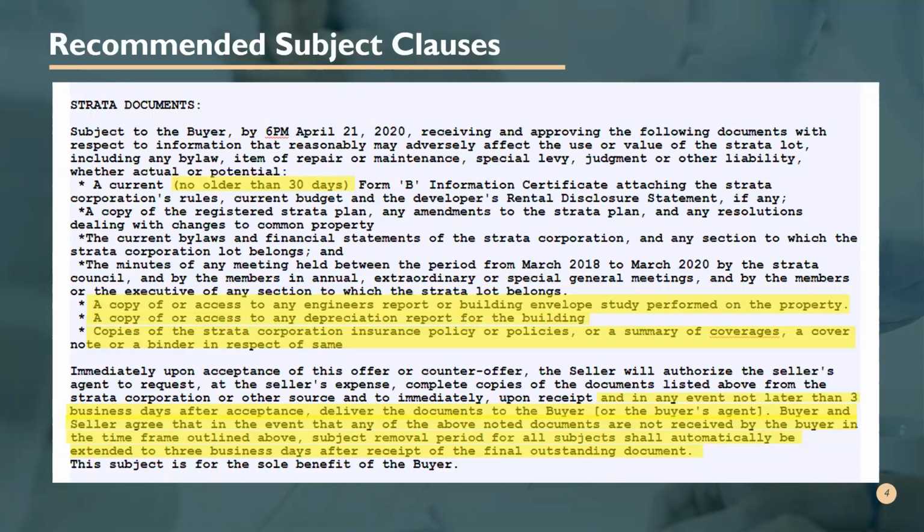Steve, one thing that I have in my strata documents is subject to the buyer on or before a date, or 48 hours after receiving all documents for the strata docs. Because I've got that coming. Okay. Yep.